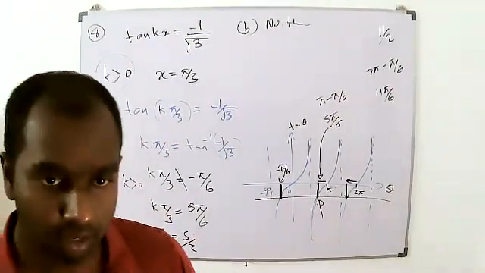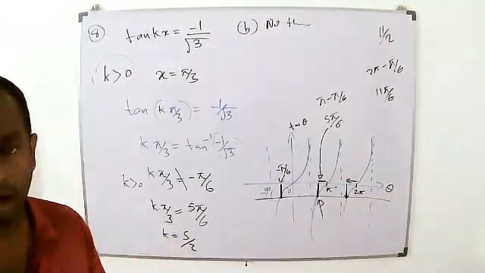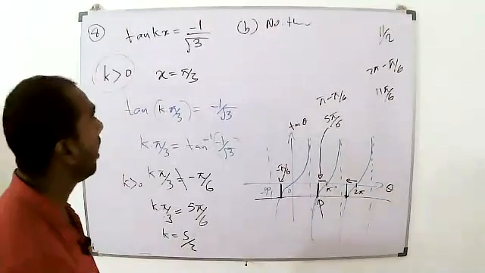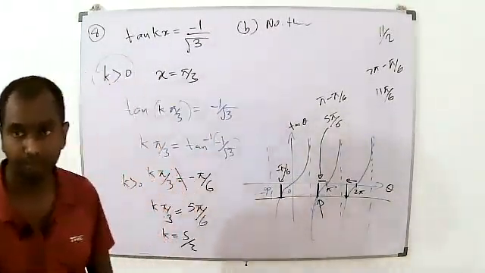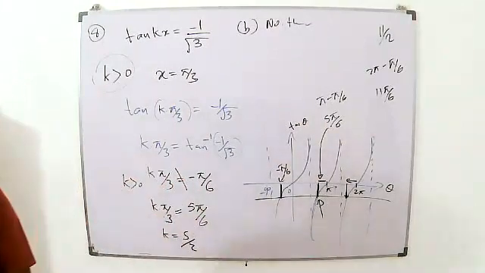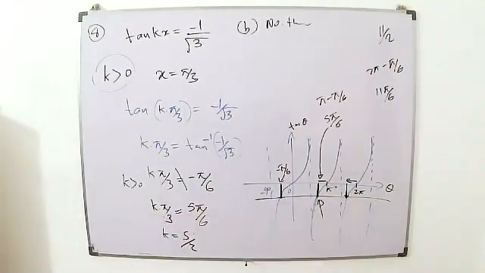Answer for B is no. There are infinite number of solutions we can see from the graph. This is not the only value. Okay, see you at 1.